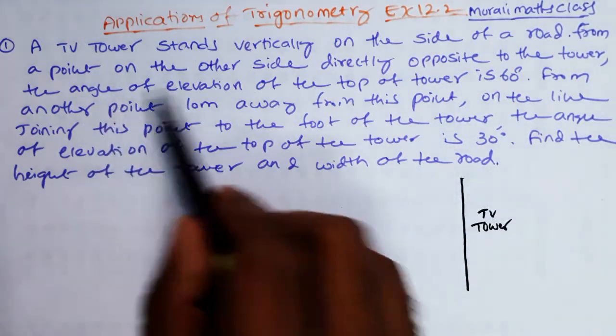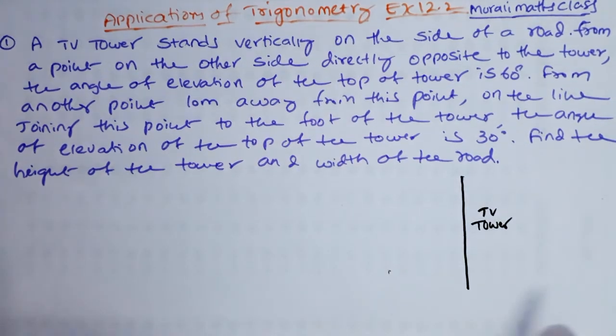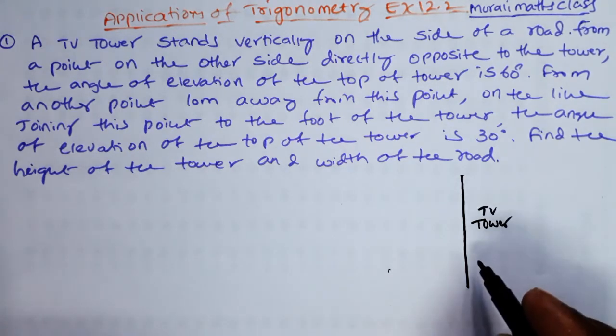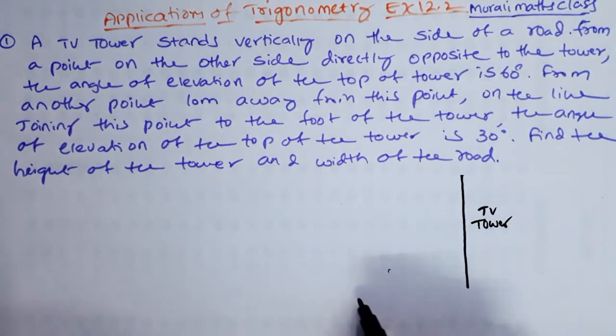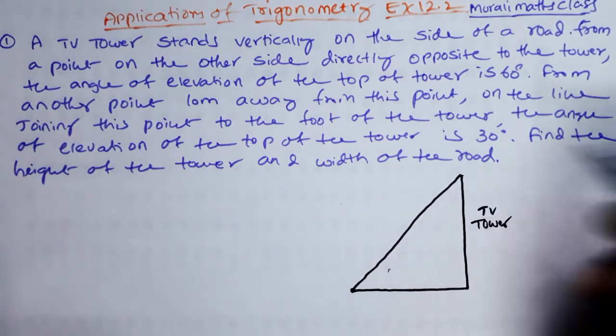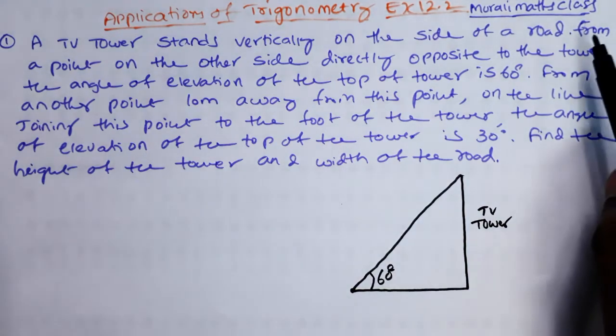Next, from a point on the other side directly opposite to the tower, the angle of elevation of the top of the tower is 60 degrees. So here one tower is there, and directly opposite to this tower there is one point. Let us take that point here and join it to the foot of the tower. You will get one line. From this point, the angle of elevation to the top of the tower is given as 60 degrees. That is the meaning of the second sentence.